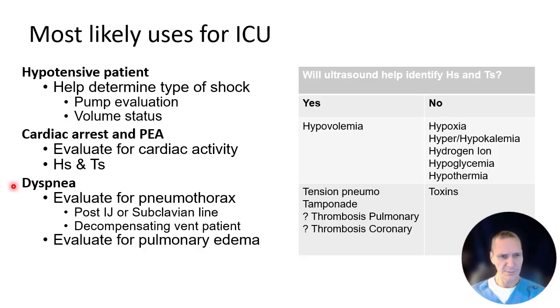And then with the dyspneic patient, easy to evaluate for pneumothorax. You put in a line, your patient's decompensating after the line. Rather than waiting on a chest x-ray, you can just look and tell if the lung's up or down. Decompensating ventilator patient. And then one of the things in the differential for dyspneic patient is volume overload, and you can look at the lungs in combination with the heart and kind of help figure out whether the patient's in flash pulmonary edema.